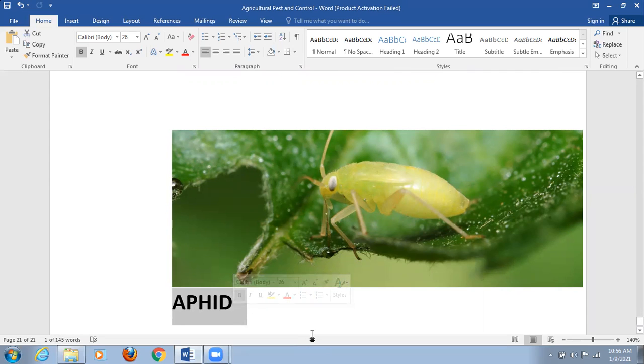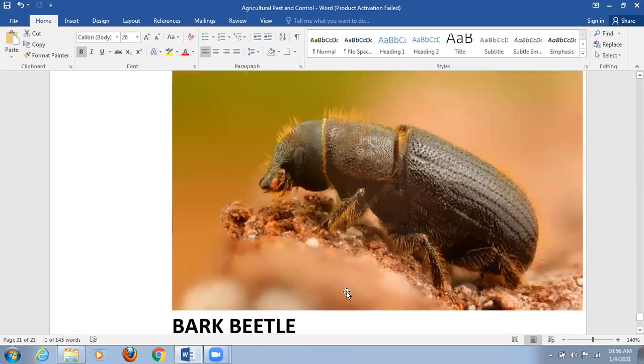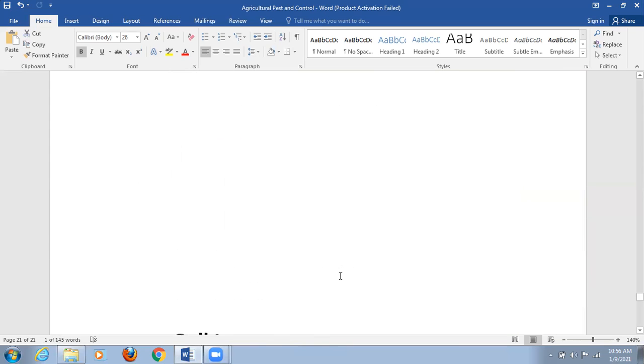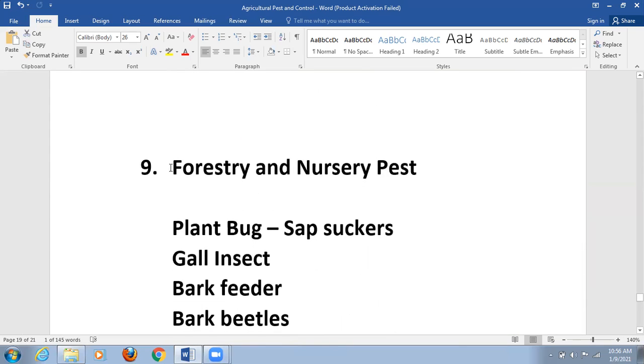They are also known as plant bugs, because these insects suck the juice of the nursery plants, and when that juice is sucked or absorbed, it inhibits the photosynthetic activity of nursery plants. Okay, so this is about the forestry as well as the nursery pest.